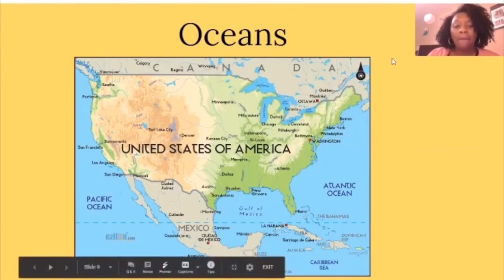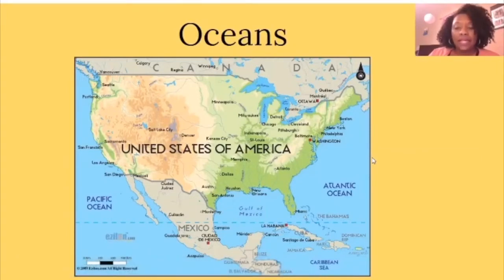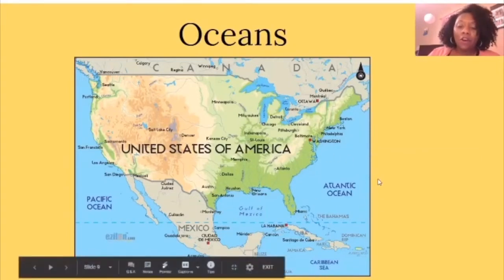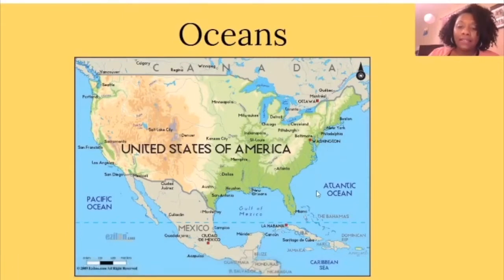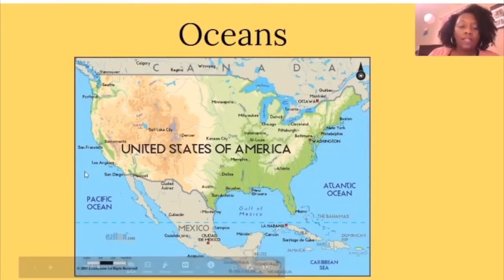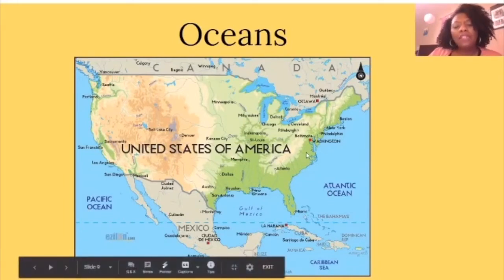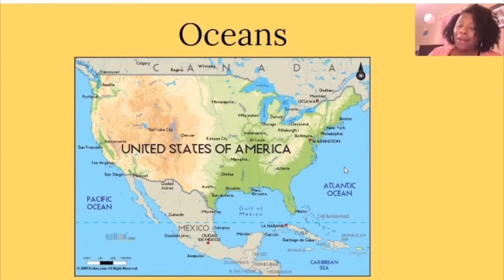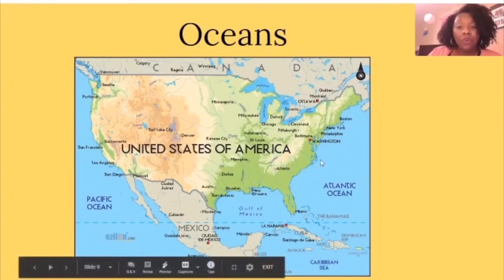Now, if you look at this map, I just want to focus in on the two major oceans in the United States. So we have the Atlantic Ocean over here to our east, and we have the Pacific Ocean over here to the west coast of the United States. So if I was in Virginia and I went to Virginia Beach, I wish I could go right now, but I can't. What ocean would I be swimming in? Let me think about that. Yep, you guessed it. I would be swimming in the Atlantic Ocean.